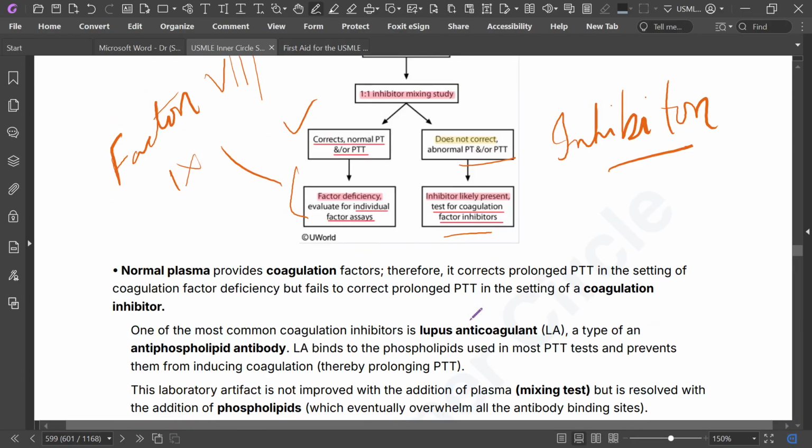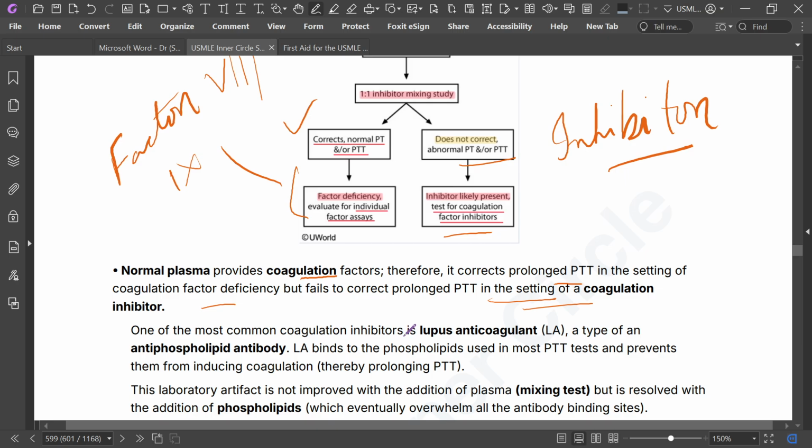These are very high yield. Normal plasma provides coagulation factors. Therefore, it corrects the prolonged PTT in the setting of coagulation factor deficiency. If we add normal plasma to the patient's plasma and it corrects, then it is factor deficiency. If it does not correct, think about a coagulation factor inhibitor.